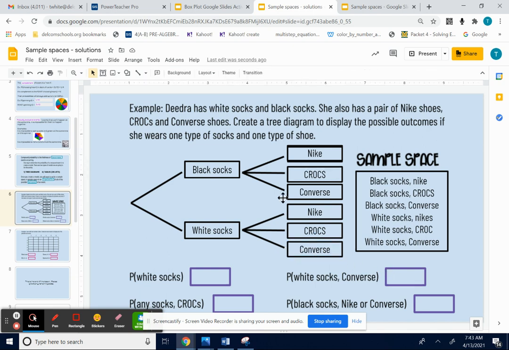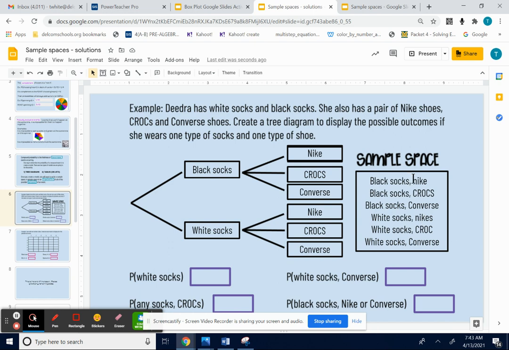Now if you look straight across, you could look at it as black socks with Nike, so we wrote that down in our sample space. Black socks with Crocs, black socks with Converse, white socks with Nikes, white socks with Crocs, white socks with Converse. When we write those out in a list like that, that would be considered a sample space because that's all of the different possibilities, all the things that she can wear, all the combinations.